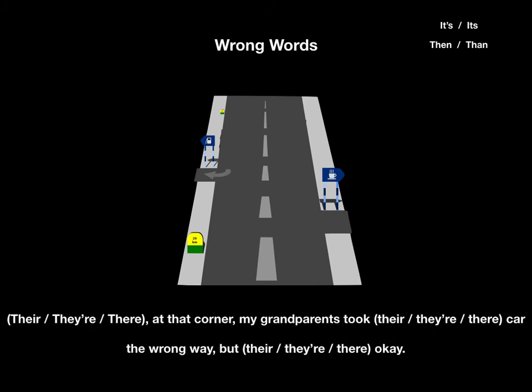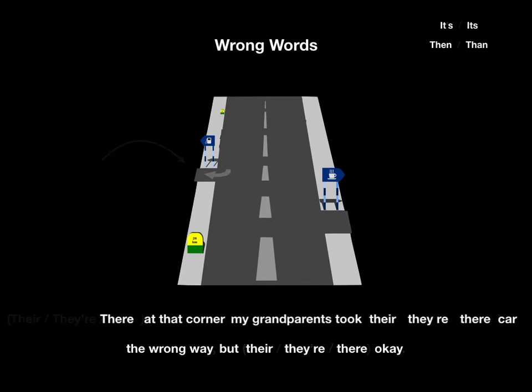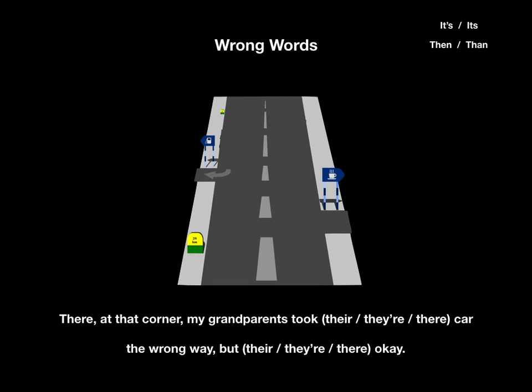There, at the corner, my grandparents took their car the wrong way, but they're okay. Let's look at each of these sections in turn, beginning with the first instance of there. There at the corner. Here we are referring to a direction, so there would be T-H-E-R-E.